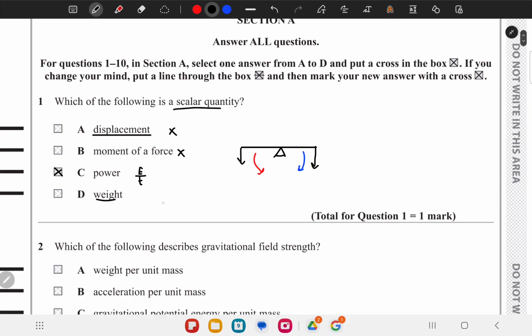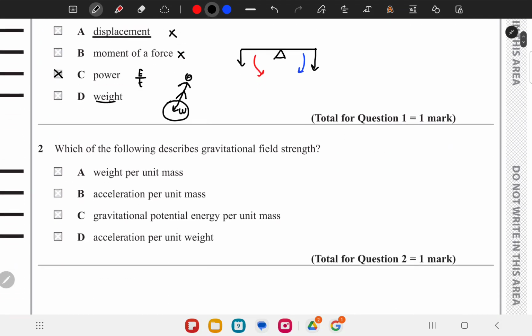If we look at weight, our weight is downwards towards the earth. So if this is me, this is my weight towards the earth's center. So we have a direction towards the earth's center.